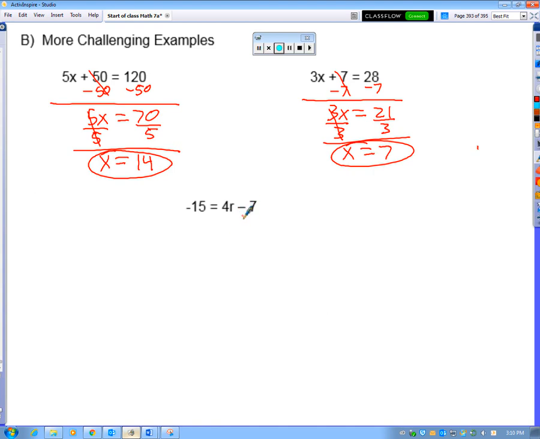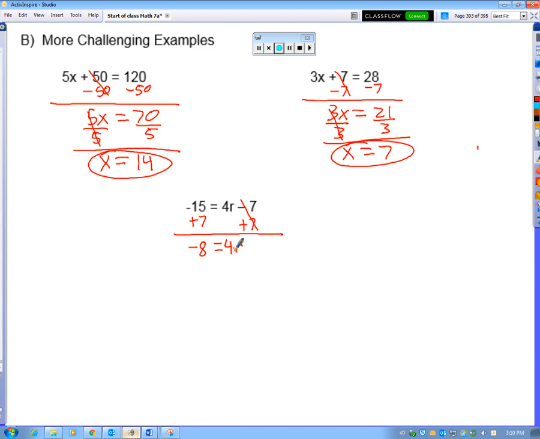So we are going to do the opposite. We're going to go plus 7. Plus 7 over here, cancel off your 7s, draw your line here. Let's bring down everything we have left. We have 4r on this side, we have our equal sign, and then negative 15 plus 7 is going to get me negative 8, because I got to subtract those because they're different from each other.